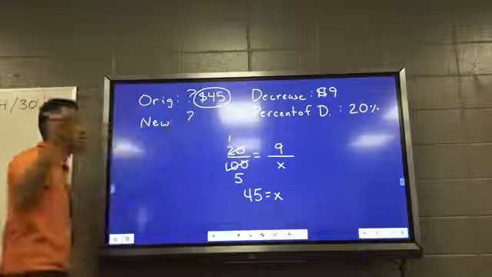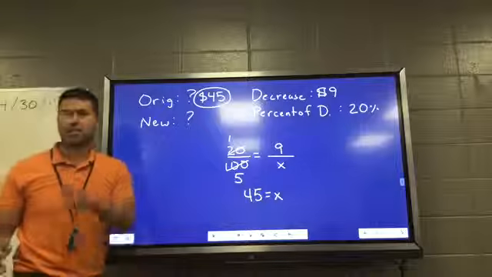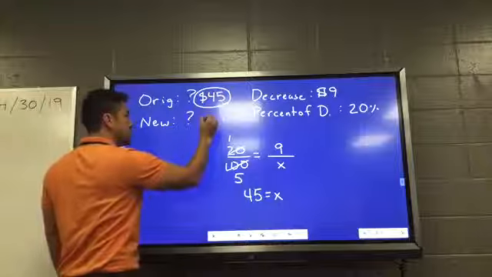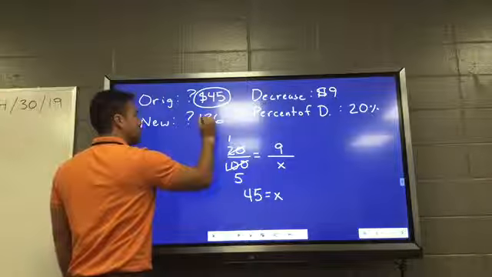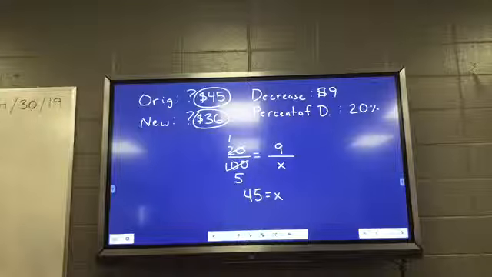Oh, but I need to find the new. What in the world? How do you do that? Subtract 9. I would subtract 9. Why do you subtract 9? I thought you add 9. Wait. You went down from the original to the new. So you should get 36 bucks. So once you get the original, you got the new because it went down $9.